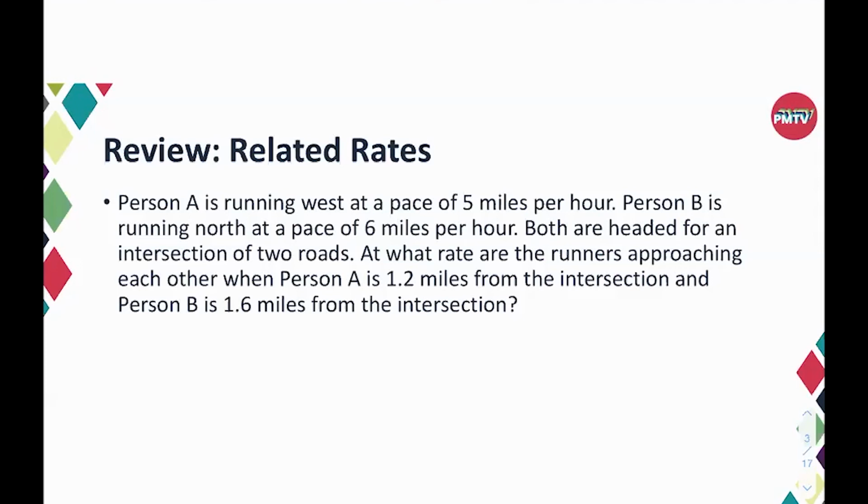So let's look at this problem here. We have person A. Person A is running west at a pace of 5 miles per hour, so person A is going this way. Person B is running north at a pace of 6 miles per hour. Both are headed for an intersection of two roads. At what rate are the runners approaching each other when person A is 1.2 miles from the intersection and person B is 1.6 miles from the intersection?